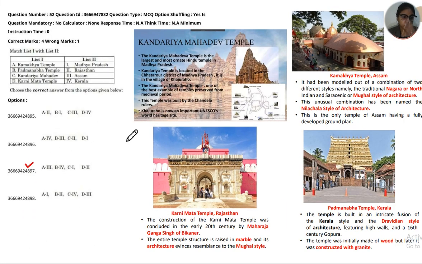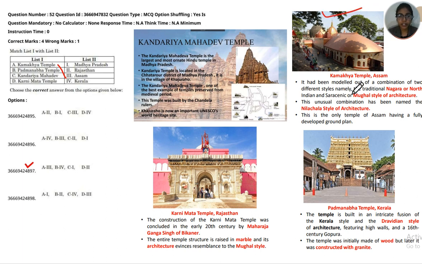Next option, you have to match every temple with the place it belongs to. So the first one is your Kamakhya temple. Kamakhya temple is in Assam. Let's see. This is your Kamakhya temple.